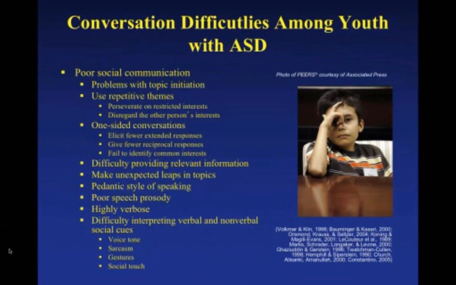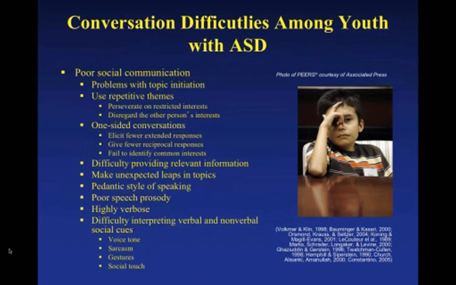So prosody, which is your intonation of speech, is something that's impacted in youth with autism spectrum disorders. They sometimes have a pedantic style of speaking, which is what we refer to as a professorial sort of speech. It's like they're giving a lecture, and that comes from that poor speech prosody. Other times we find kids on the spectrum to be highly verbose, so it's really hard to interrupt them.